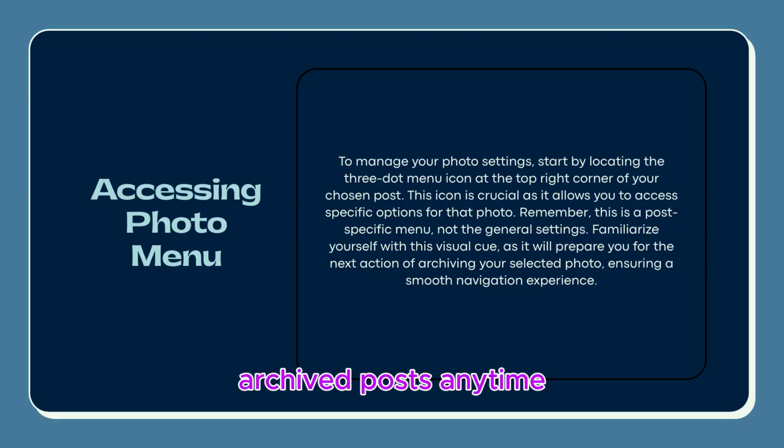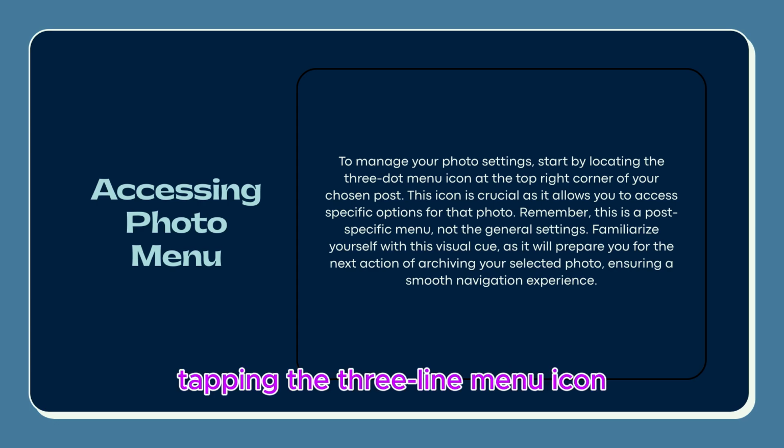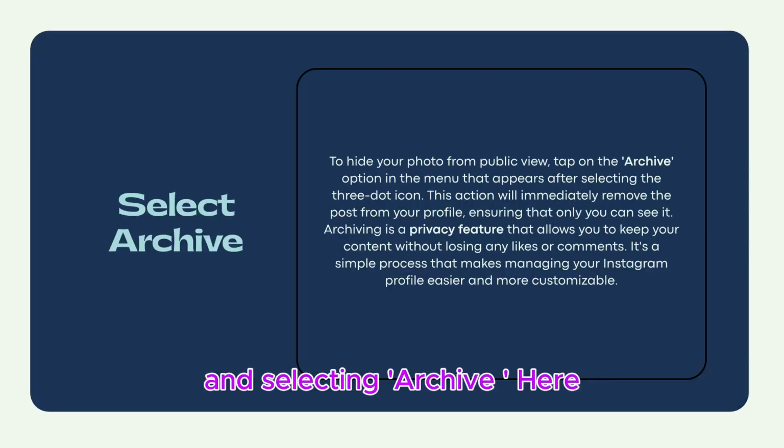You can access your archived posts anytime by going to your profile, tapping the three-line menu icon, and selecting Archive. Here you will see all your archived posts and stories.